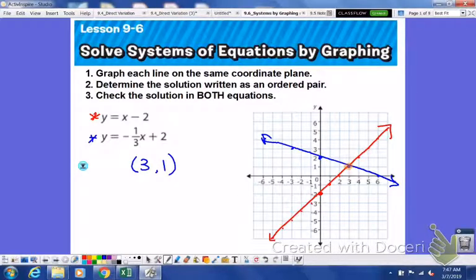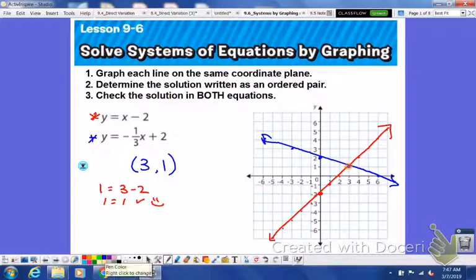Then step 3, you want to check the solution in both equations just to make sure it's true. So if we look at our red equation, so 1 equals 3 minus 2. So 1 equals 3 minus 2 is 1, so that checks out. Or if you want, smiley face.